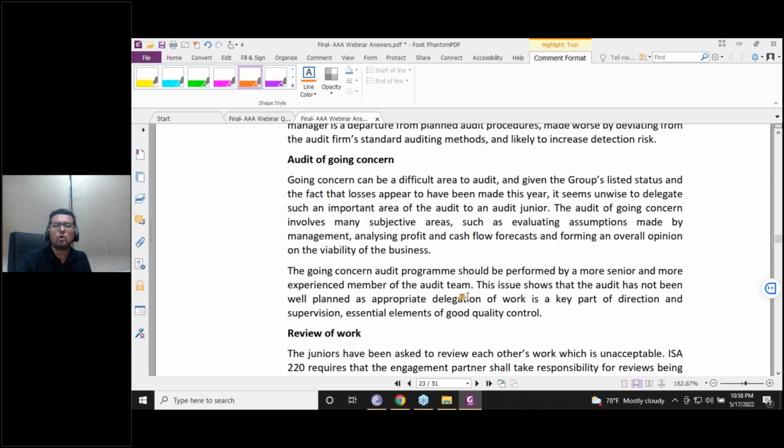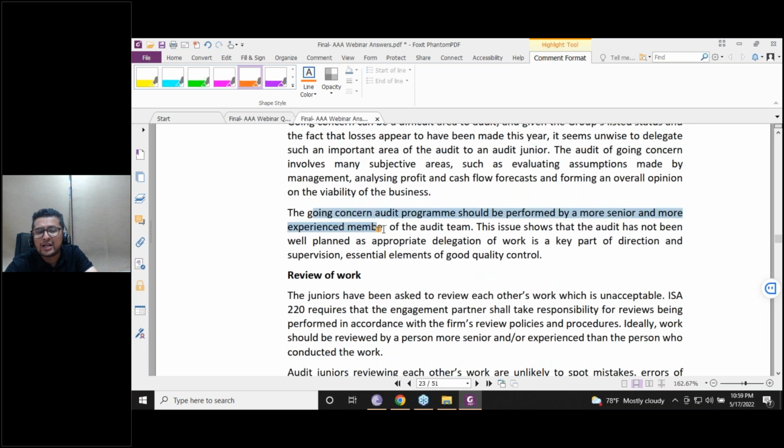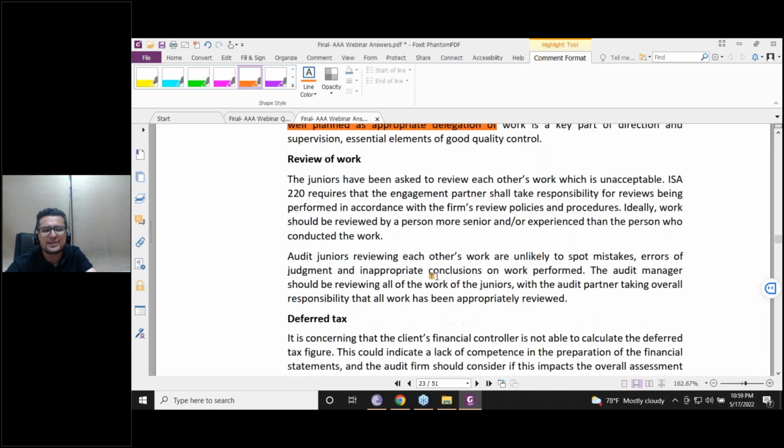Audit of going concern. Going concern can be a difficult area to audit, and they have allocated this task to juniors, and those juniors might not be competent enough. They might not have sufficient professional skepticism, and as a result, they might not be able to form an overall opinion on the viability of the business. What should be the recommendation? The going concern program should be performed by more senior members with relevant experience.